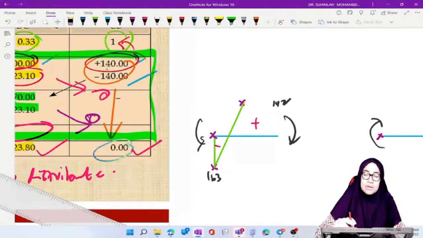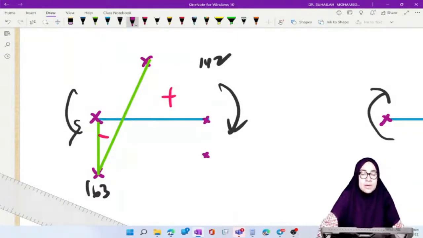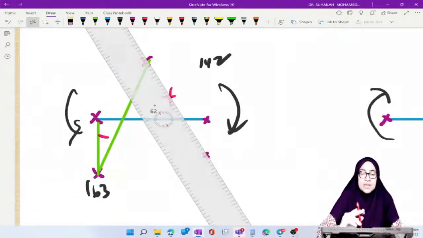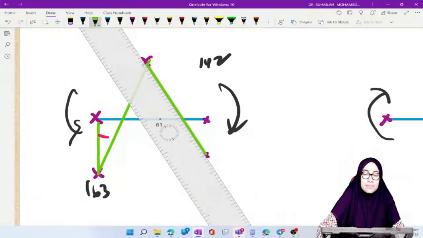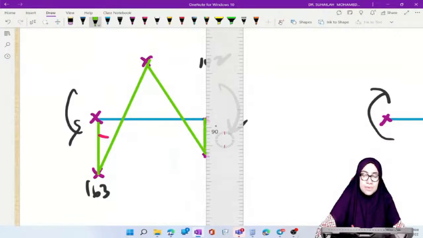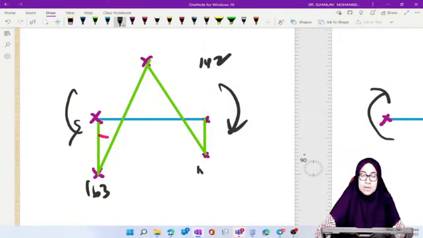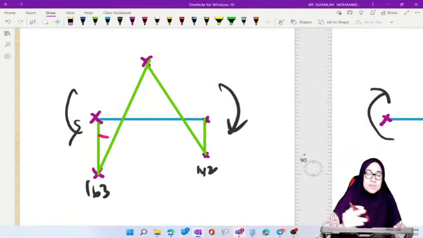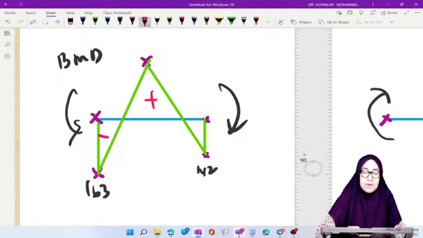So the point should be at the bottom like this, and this is the last point. Then we put a ruler and take it as this. So this is the right one based on the arrow. 142 is located here. Okay, this is the BMD. So positive, negative.